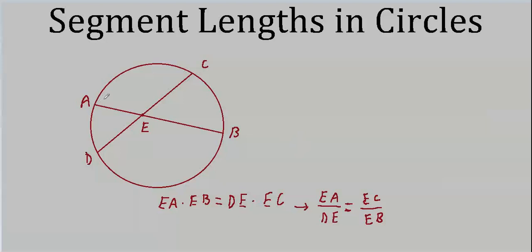pointing out the ratio relationships, for instance. And this should look kind of familiar to you. AE times EB is the same as DE times EC. In other words, when these things intersect inside the circle, they get broken up into similar segments. Remember that from our triangles. And there's a pretty easy way to see that this is true.